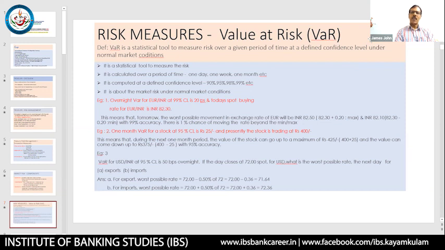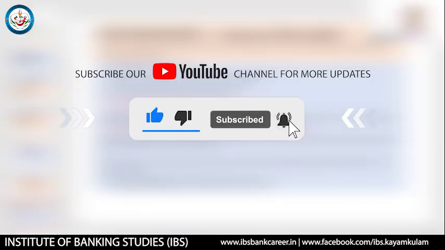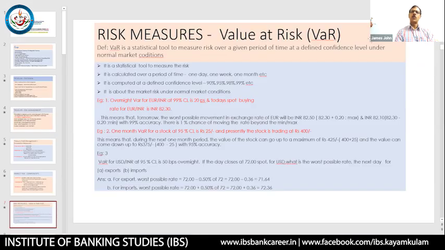Number 2, this is calculated over a period of time. So VaR will be either overnight VaR, or 1 month VaR, 30 days VaR, or 7-day VaR, or 2 month VaR, or 1 week, like that. So there will be a definite, defined, given period of time.